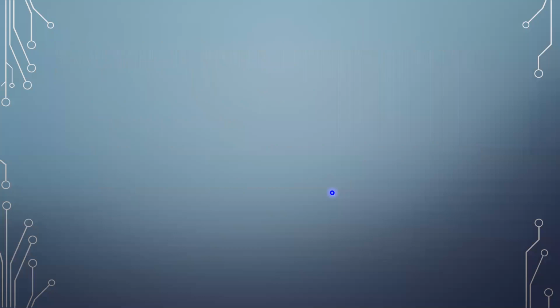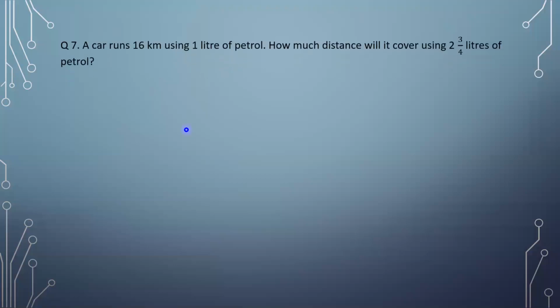Now the next example, question number 7, is also a word example. Again, the same type of example is given. Now here a car is given instead of a book, or a garden, or plant saplings. The condition is given like this: a car runs 16 kilometers using 1 liter of petrol. That means they are providing the mileage.